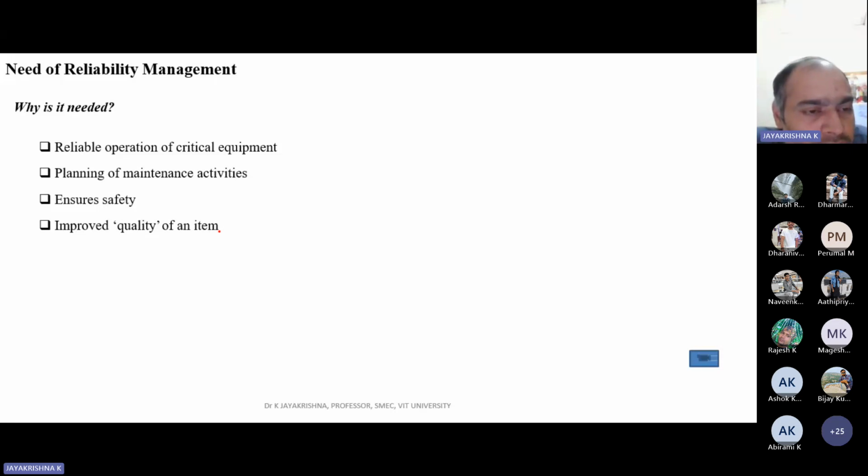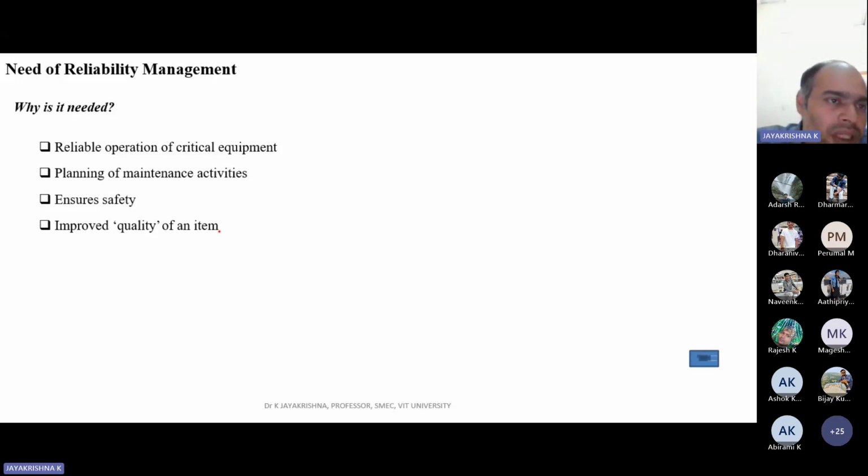Then comes the last important factor: improve quality of an item. It always tends to improve because if the reliability of the process or the product is not good, that means the quality of the product is defective. So to improve the quality, the study of reliability is very, very important. That's why reliability is required in many cases.